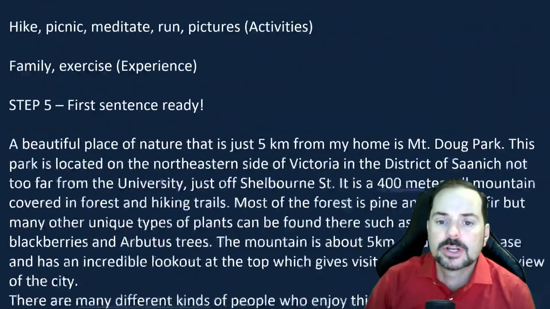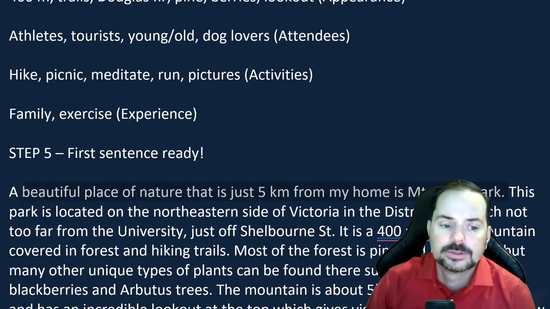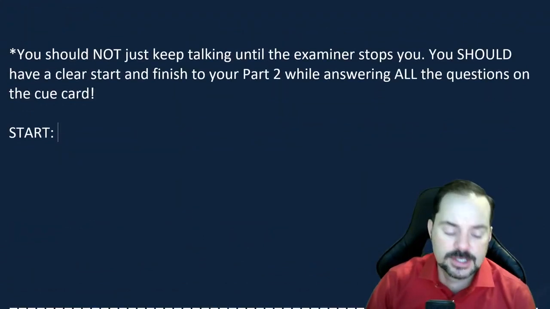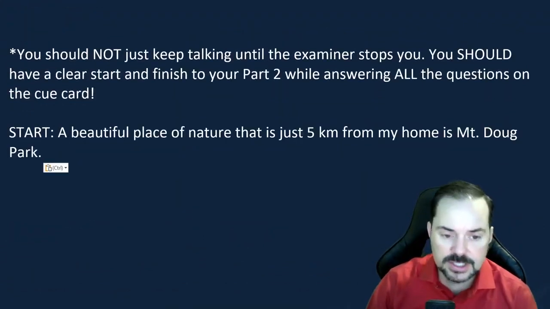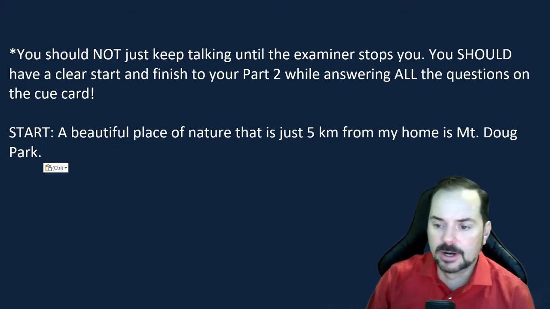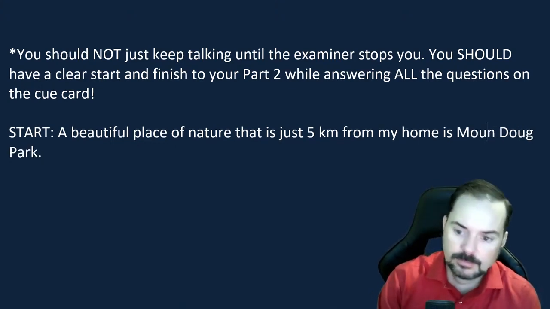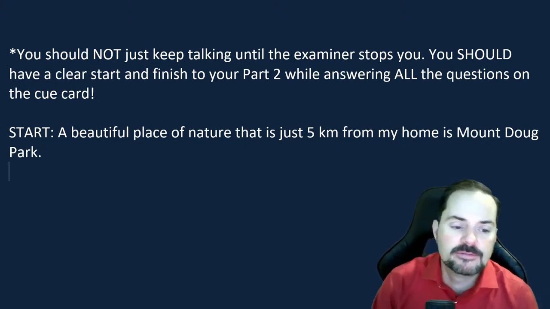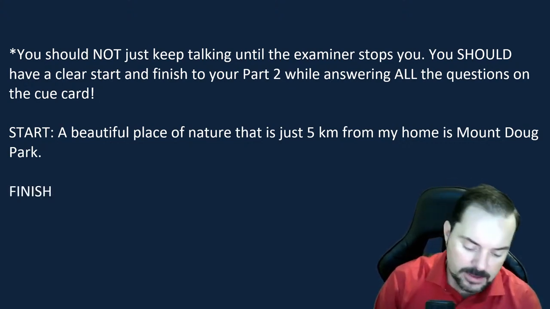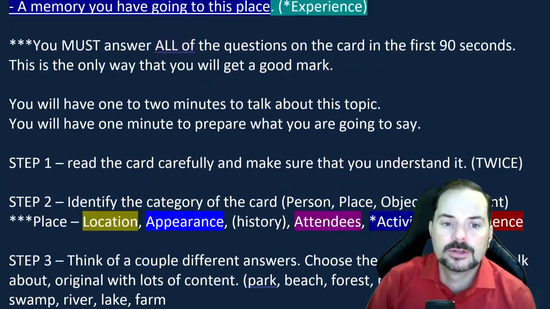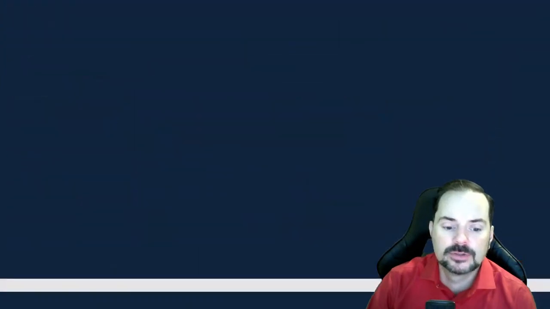So you notice my start is this very direct response to the cue card. The cue card says talk about a park or a natural place near your home, and I say a beautiful place of nature that is just 5 kilometers from my home is Mount Doug Park. Just to be a little bit clear there. And then my finish is this last one here. It's based on the last question, a memory you have going to this place.